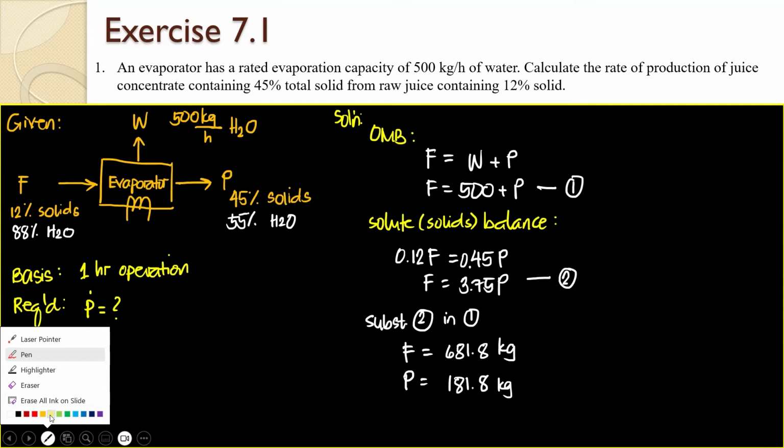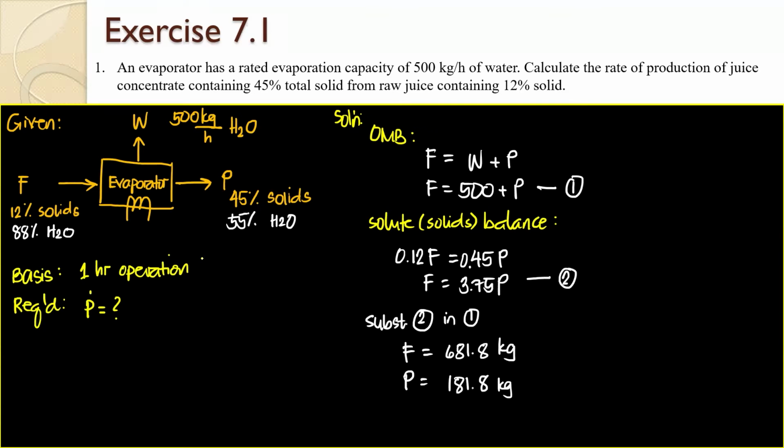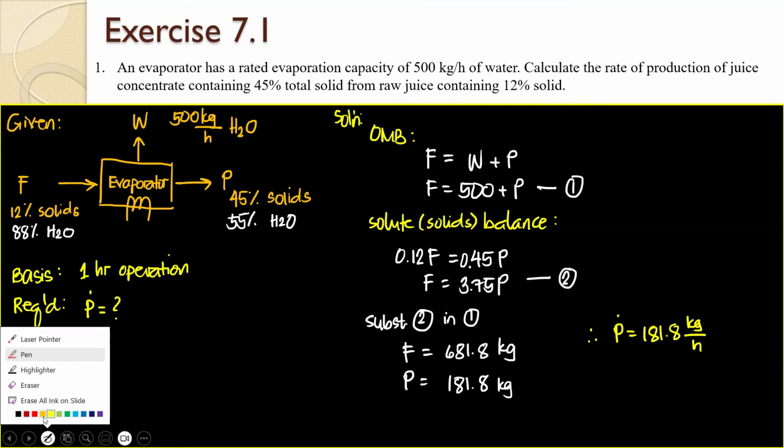All right. Therefore, since our basis was 1 hour of operation, your answer here is only 181.8 kilograms. However, what is being asked is the rate of production. That's why you notice I added a dot on top. Therefore, my answer, P dot, is 181.8 kilograms per hour of fruit juice, right? The produced fruit juice. So this one's your final answer.